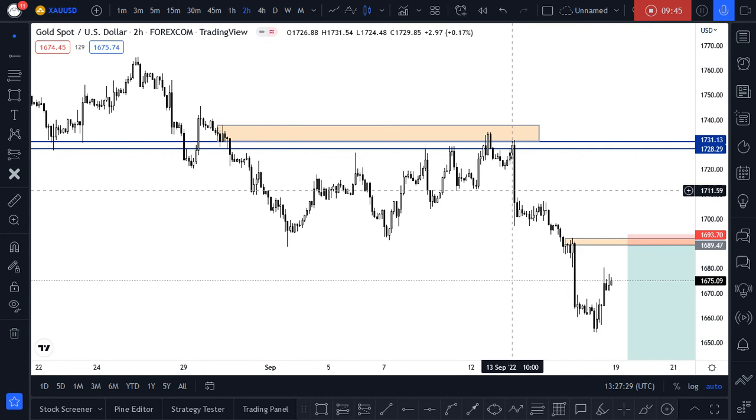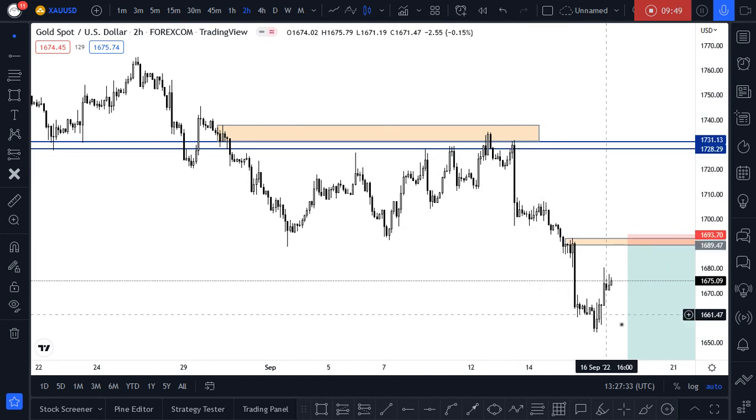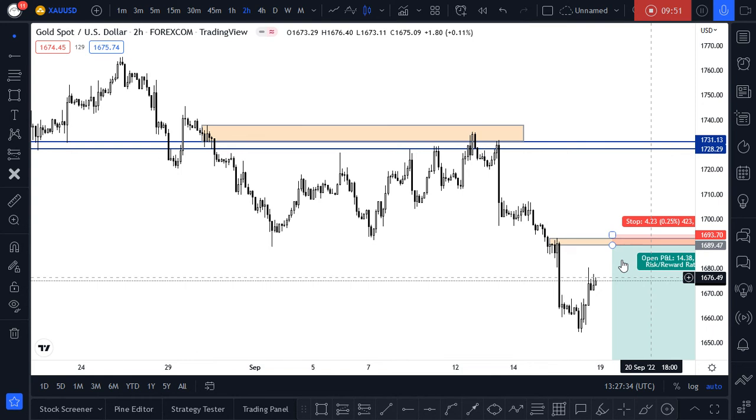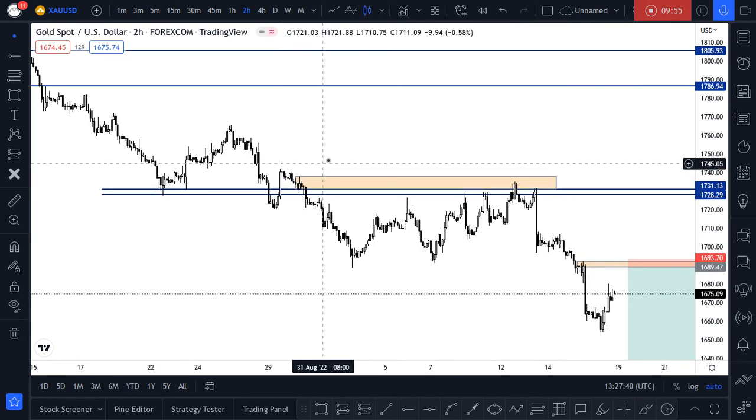This move here was caused by inflation news for USD. Now market continued and started pushing very bearish. So now we have another sell setup around here to continue downwards. Yeah, that's it for gold.